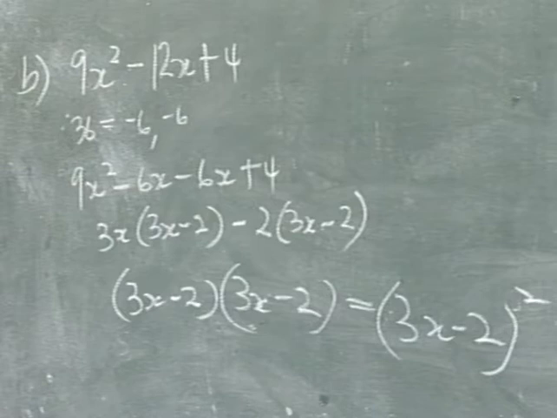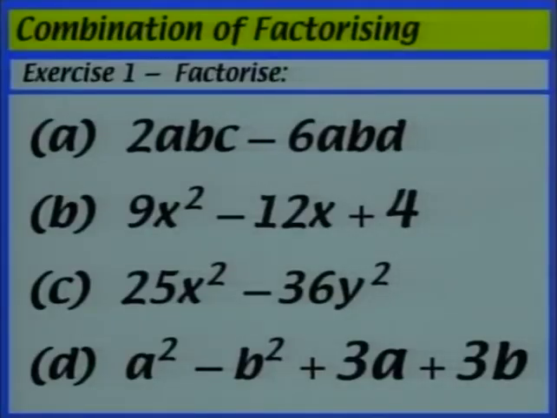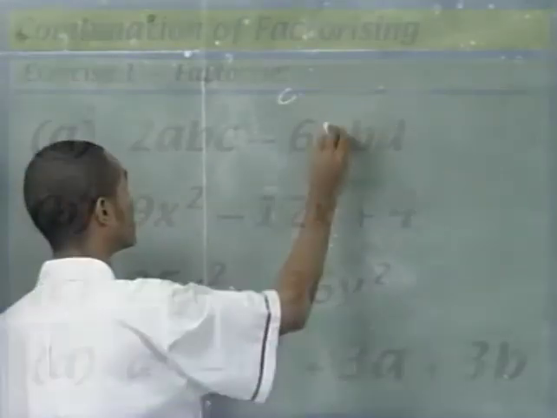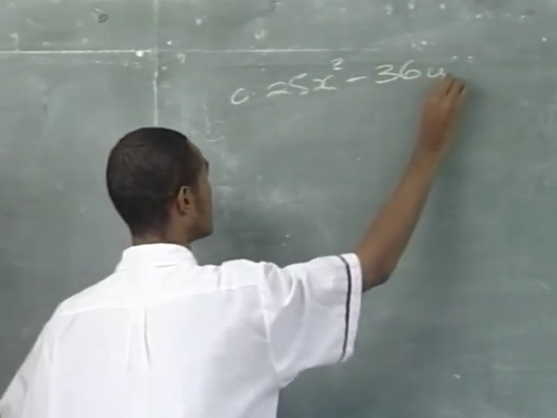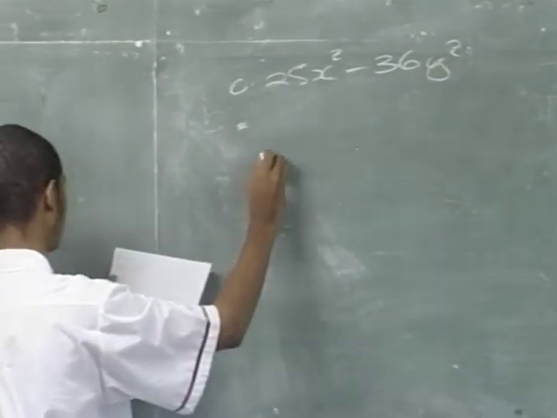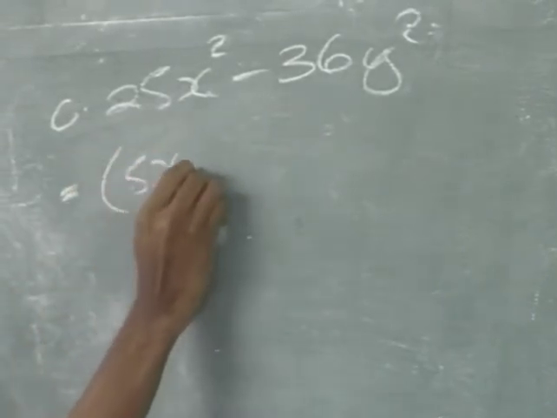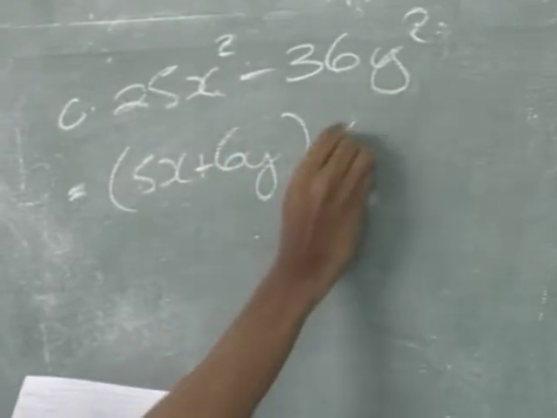Next one. Who's going, boys? One is easy. 5x minus 6y.